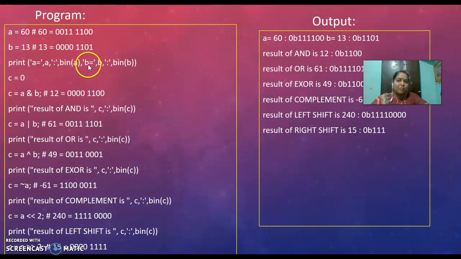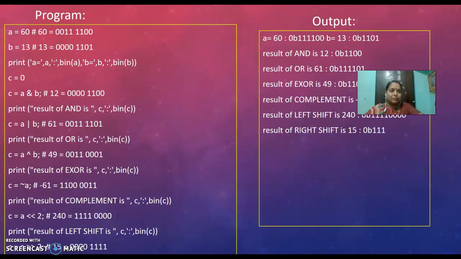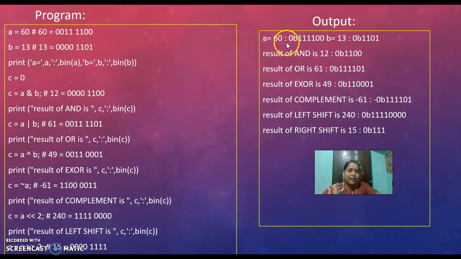And next, same way, B equal to, the decimal value of B is printed followed by the binary value of B. So the output is shown here. A equal to 60, the binary value of A is shown, and B equal to 13 and the binary value of B. 0b represents the binary value of the given number.